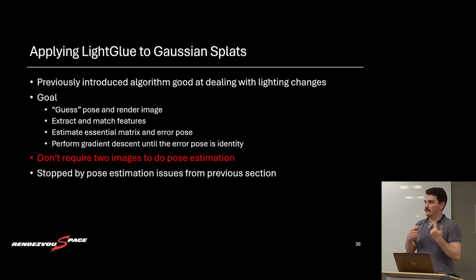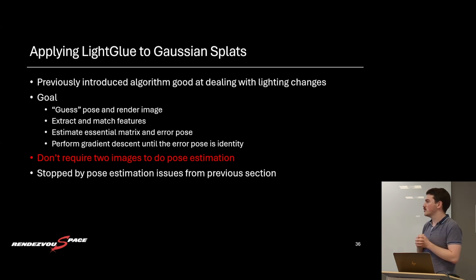The really neat thing is that, in the previous section, I introduced an algorithm that was really good at dealing with lighting changes, and that's light blue, right? So what we would want to do here is guess the pose, render an image, just as we did with the INF approach. We'll extract and match features, and this is kind of where I get stuck by the previous approach. We want to estimate the essential matrix and the pose in the error, and then we'll map that back to our guess pose to update our pose estimate. And then we'll perform gradient descent as well. The really neat thing about this with respect to the light blue feature matching approach is we only require one image to do pose estimation.